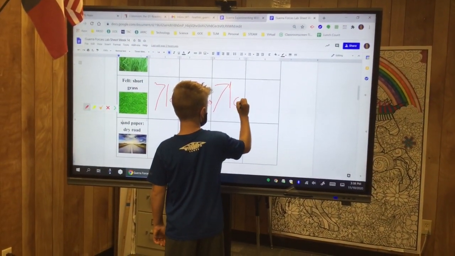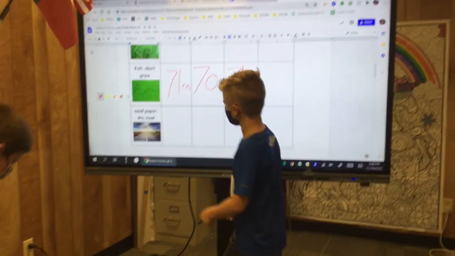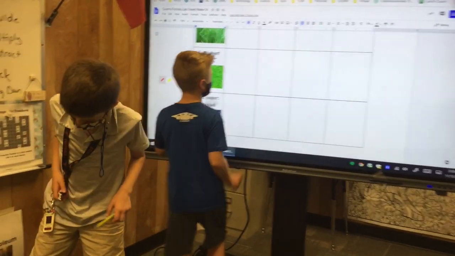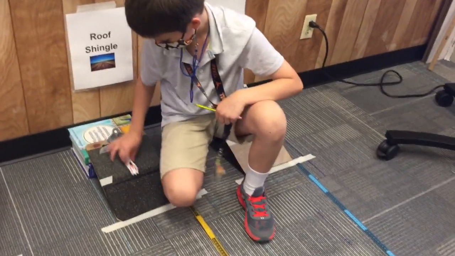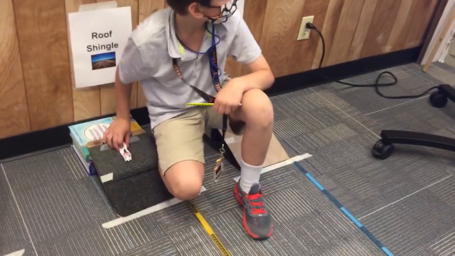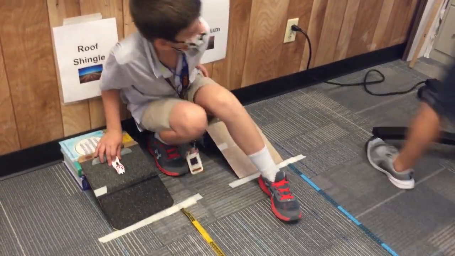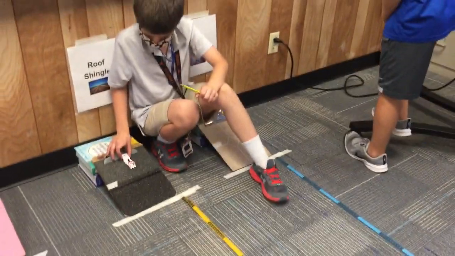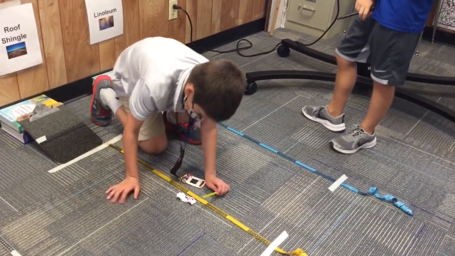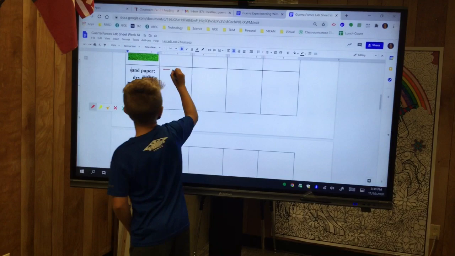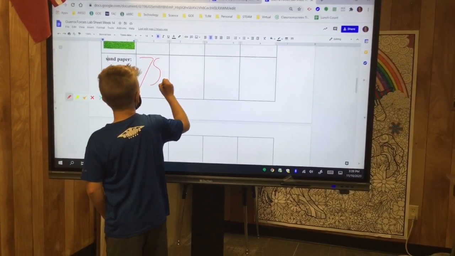71 centimeters. All right. Now we're going to go to sandpaper, which is representing, this is all sandpaper or roof shingles, which is representing just a regular dry road that you would drive on. 75. So 75 centimeters.